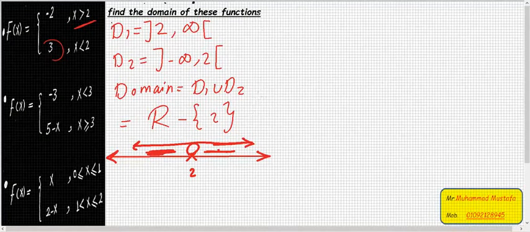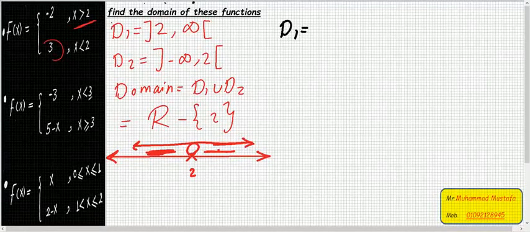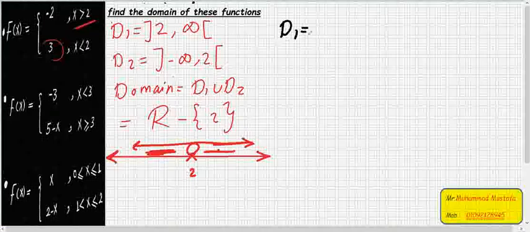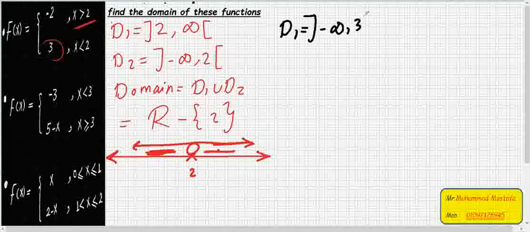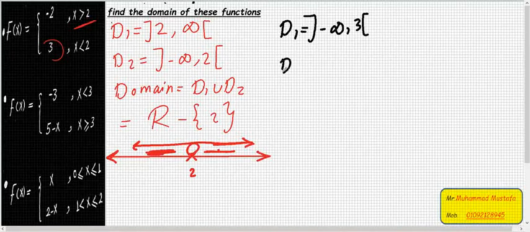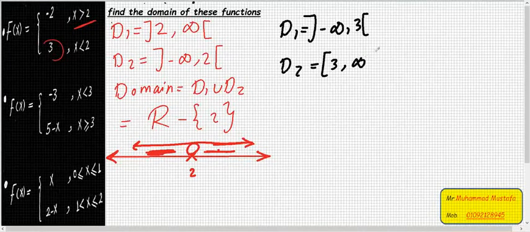When we talk about the second example, we find D1 and also D2. Domain of the first, x smaller than 3, from negative infinity to 3, and 3 here open. D2, x greater than or equal to 3. That means that we have 3 and all real numbers after 3. 3 is closed, 3 belongs to the domain, from 3 to infinity.